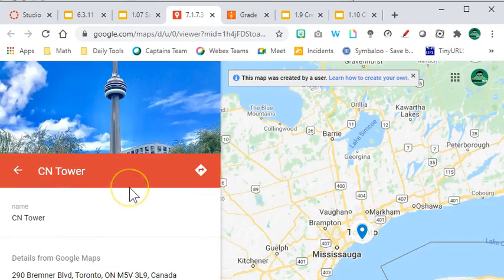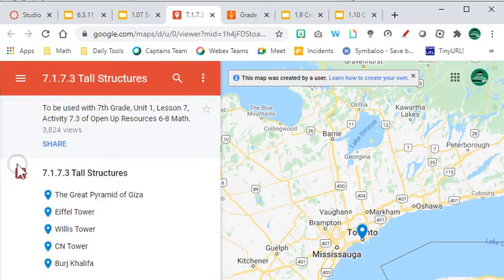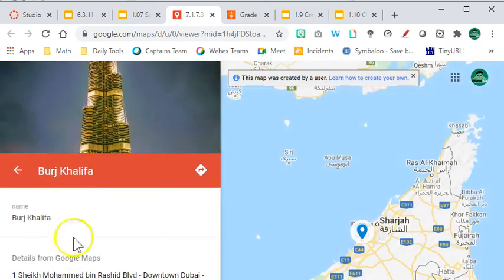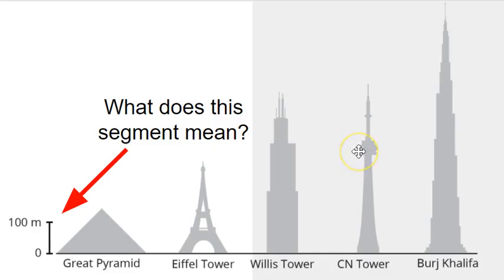The CN Tower in Toronto, Canada. And the Burj Khalifa that we talked about earlier in Dubai. So here we have a comparison of all of those places in the world. What does this represent here? Well, this is giving you an idea of scale, right?